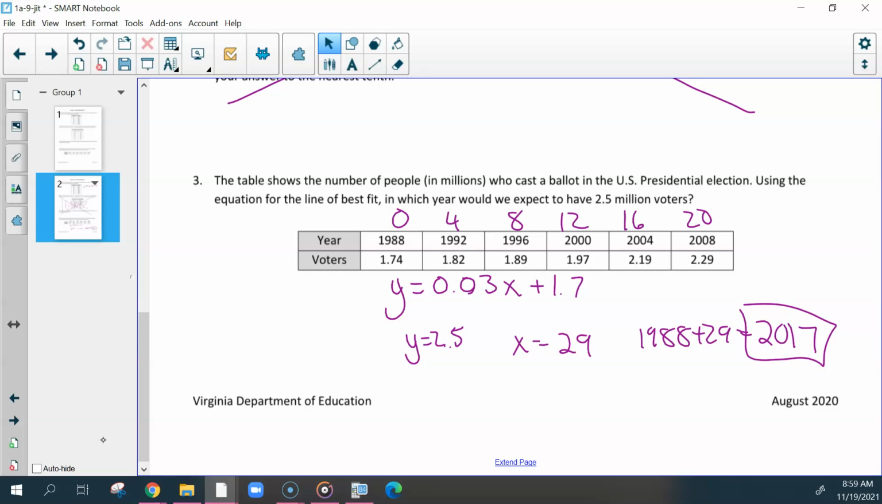Can we change what year it is? No. So years is usually an independent variable. It has to be X.